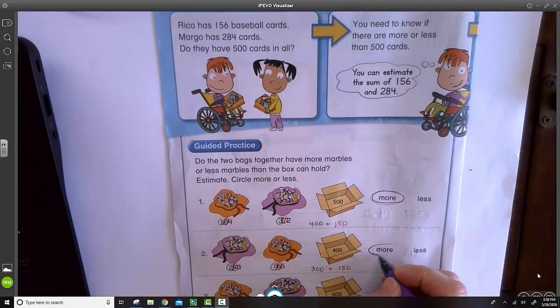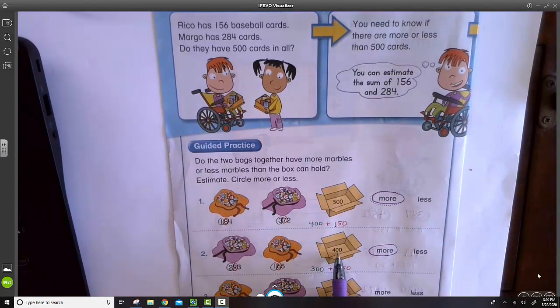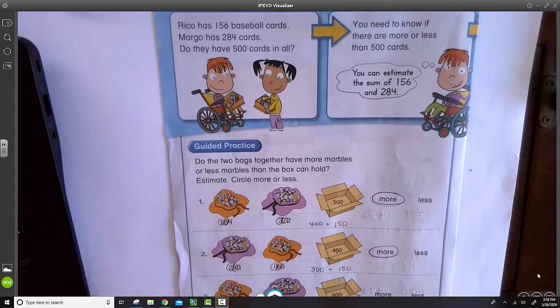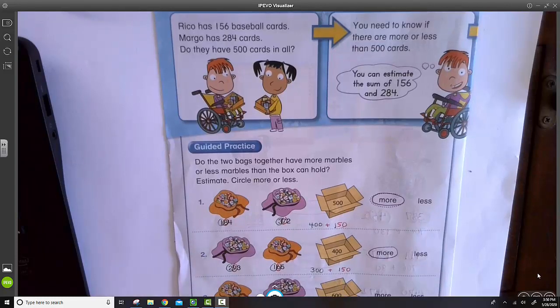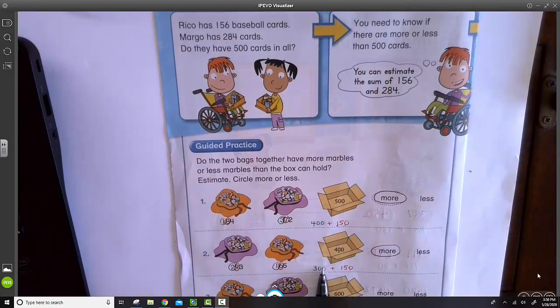There are more than the 400 found in this box, or that this box could hold. I think you're completely ready to continue this work. Do not rush, take your time, follow the models, follow the structure that we've determined will make you successful.